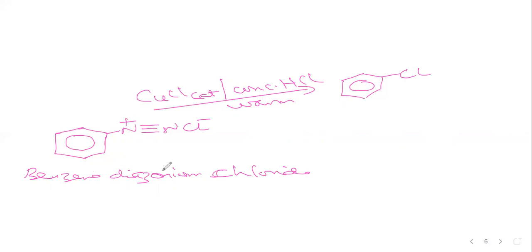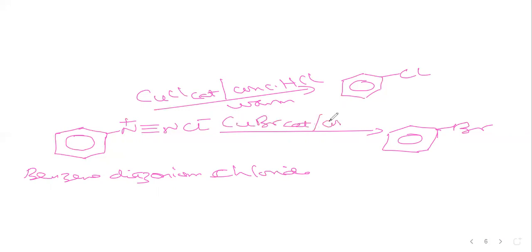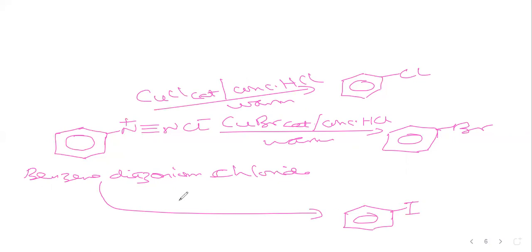If I want bromobenzene from it, I will use copper 1 bromide catalyst in presence of concentrated hydrogen bromide and then warm. In case I want to convert it to iodobenzene, that one is very simple. I simply use potassium iodide, but it must be aqueous, and then warm.